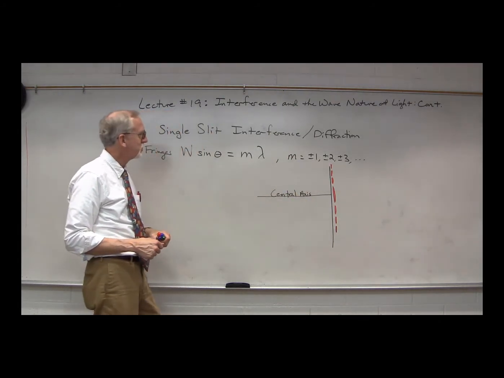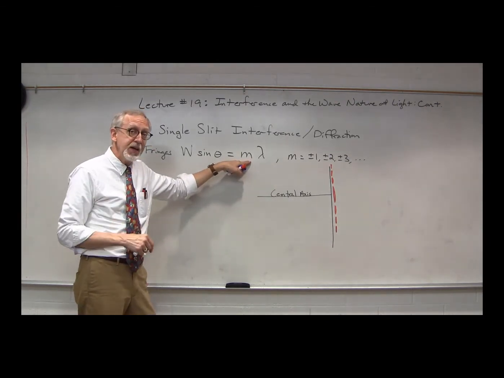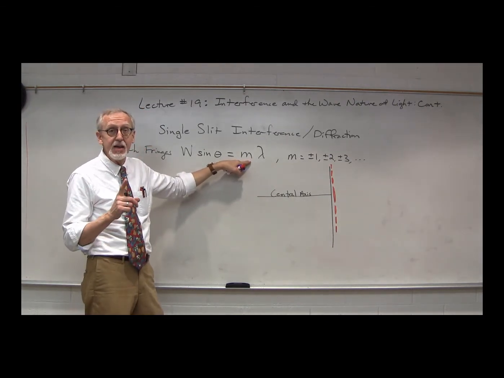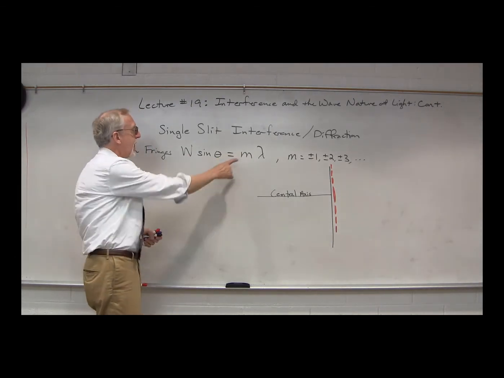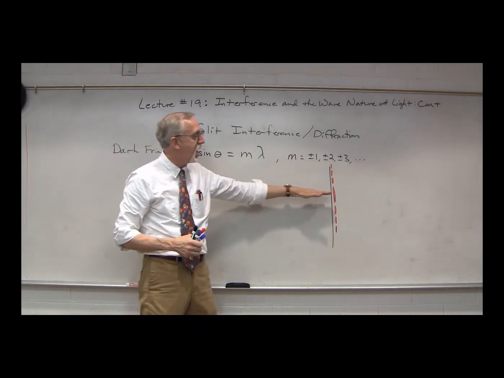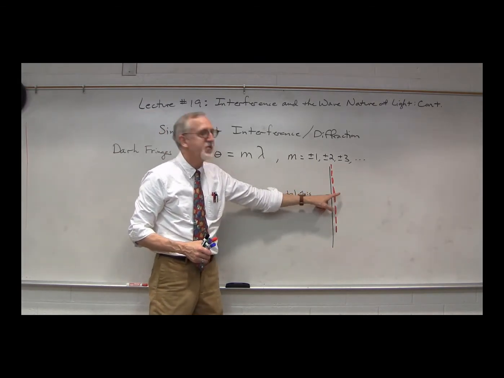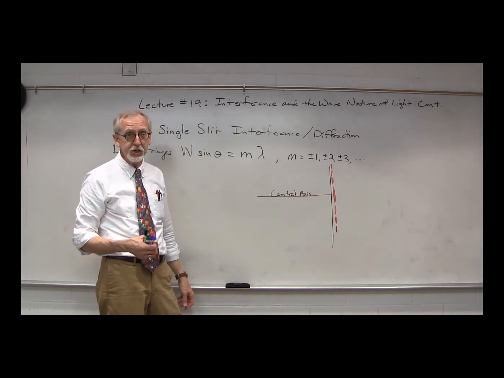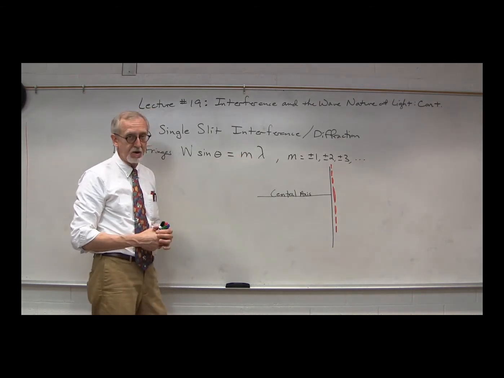So we might say, well, m is just an integer, but there's one integer that m is not, and that is 0. For m equals 0, that would correspond to theta equals 0, which would be the point on the central axis, and we know that that is actually the center of the central bright fringe. So we do not have an m equals 0 dark fringe.